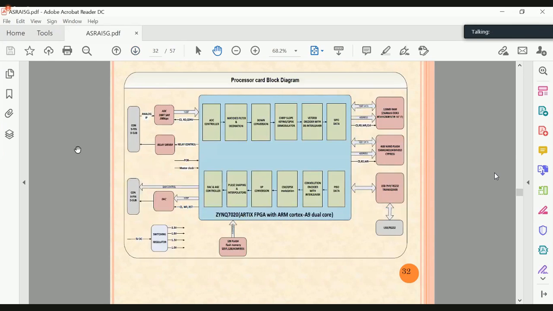Next, madam, next slide. Yeah, this is the processor card. What does it contain? This is the ADC, analog to digital converter.